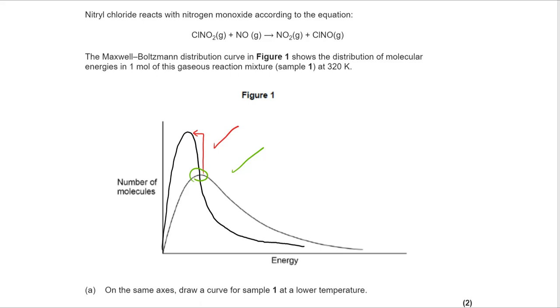The second mark that you get is for only crossing the other Maxwell-Boltzmann curve once. So if you were to extend your line to the right-hand side and touch the other Maxwell-Boltzmann curve, or indeed touch the x-axis, you would not get that second mark.